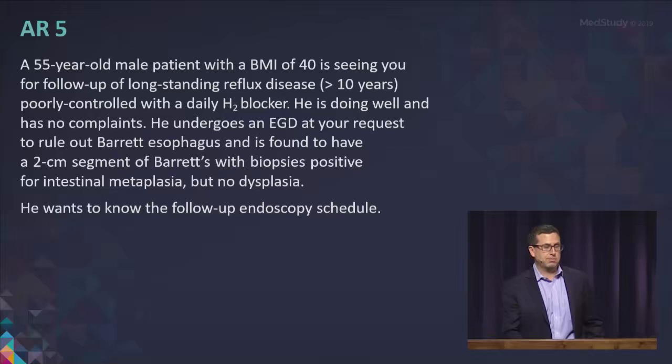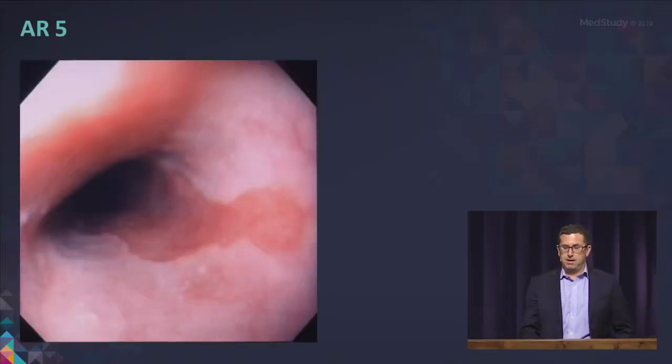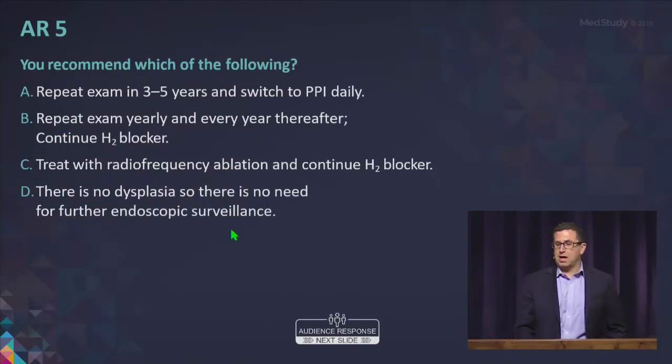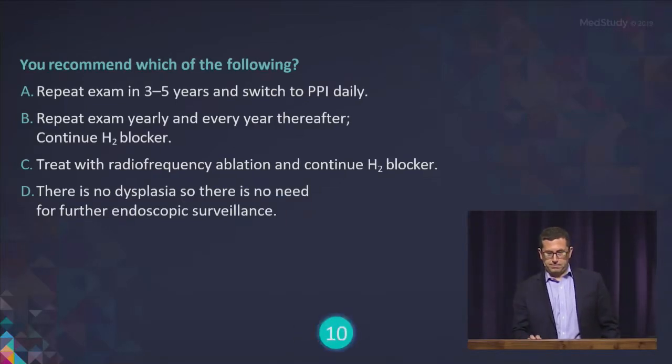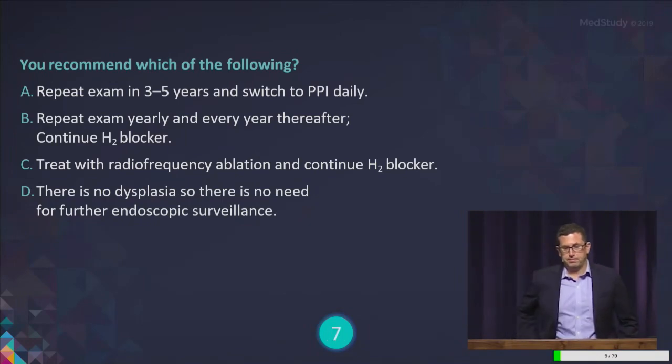So Barrett's is pretty common, so you're probably going to see a lot of these patients in your clinic. This is just a picture of the salmon-colored mucosa that's typical of Barrett's. This is the lower esophagus here, and you can see this extending upwards. So you recommend which of the following? Repeat exam in 3 to 5 years and switch to PPI. Repeat exam yearly and continue H2 blocker. Treat with RFA and continue H2 blocker. Or there's no dysplasia, so we really don't need to do anything. Give you a little time to answer that one.